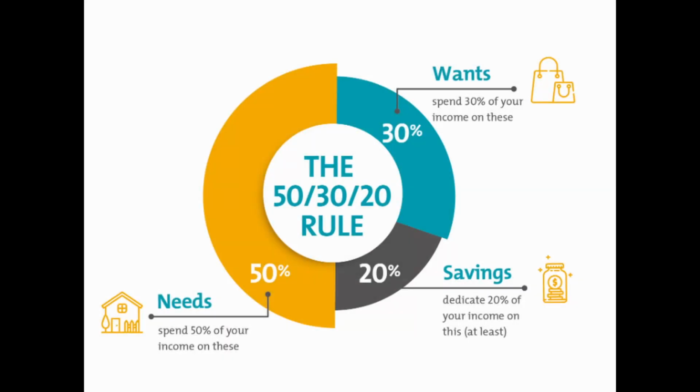Now, usually, most people recommend the 50-30-20 rule, where you spend 50% of your income on your needs, 30% on your wants, and 20% on investing or saving.